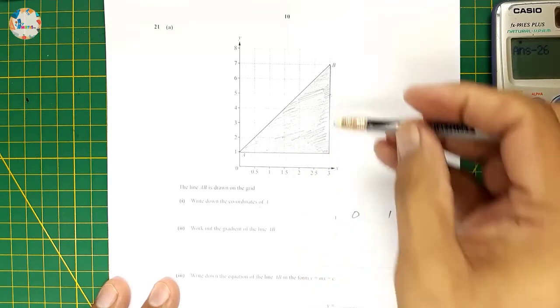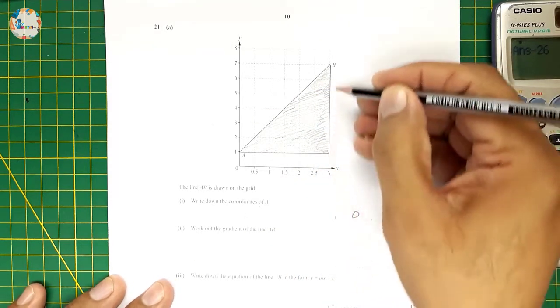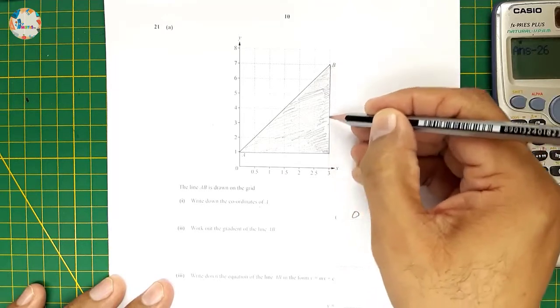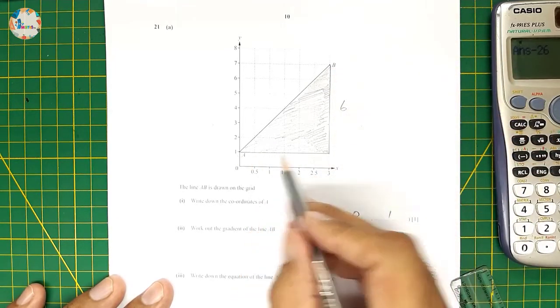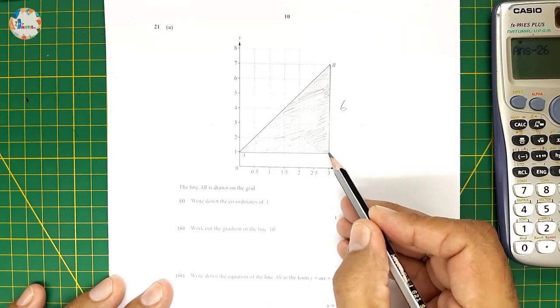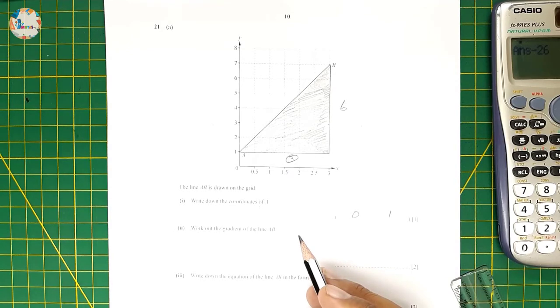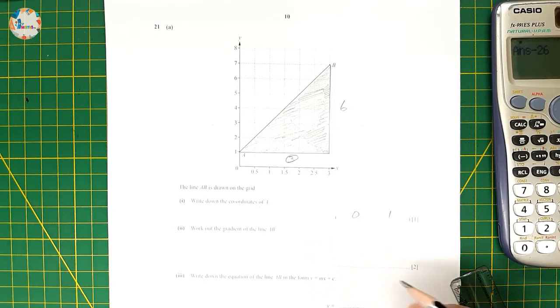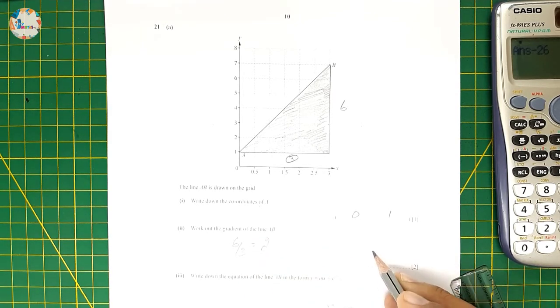So this is done. Now rise is this side, and this side is 6 units. 1, 2, 3, 4, 5, and 6 units this side, and 3 units to this side. So 6 by 3 will be 2. So rise over run we will be getting for the gradient. So it will be 6 over 3, which is equal to 2. So our gradient will be 2.